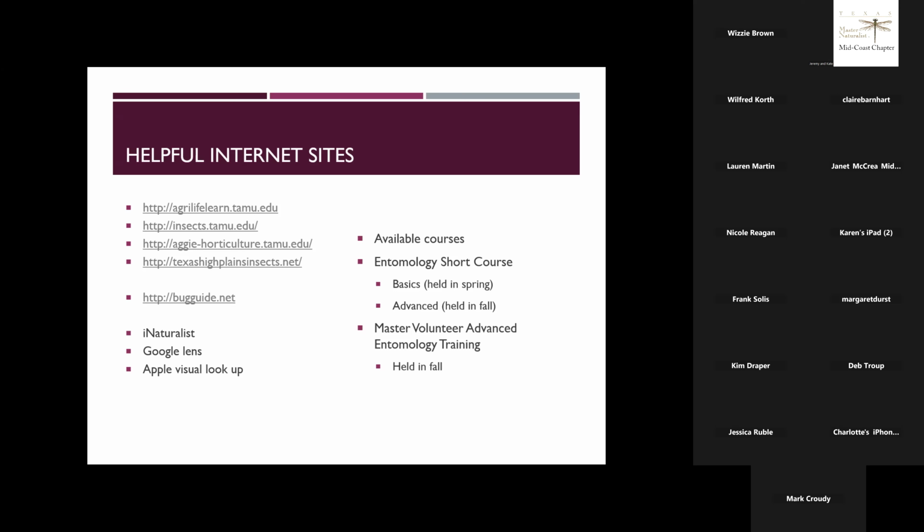If you don't care about certification and you just want more information on bugs, I have started doing an entomology short course. I have basics that is held in the spring, and then the advanced class is held in the fall. So I do recommend that you take the basics class first because it's going to give you the general basis. We go into way more entomology. We go into all of the orders and how to identify the orders. We talk about identifying spiders. We talk about identifying beneficials.